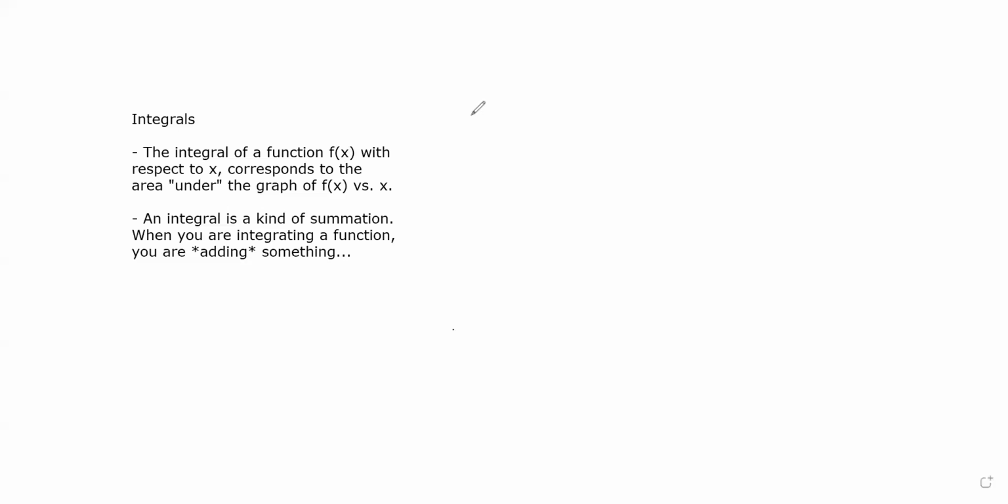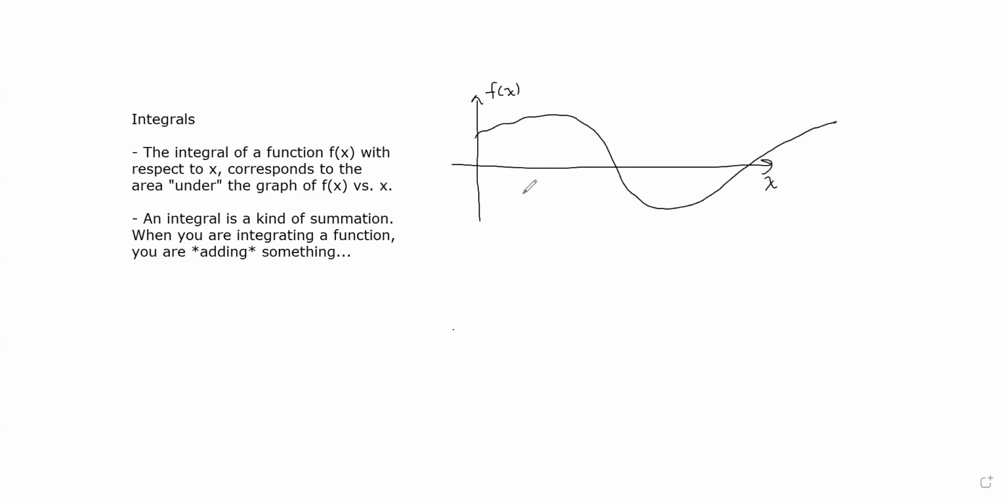So let's see what we mean by this first kind of definition of an integral. Let's say I have a graph that looks something like this, f of x versus x, and maybe the graph looks like that. Suppose we have two x coordinates, x1 and x2. Well, there's some area underneath the graph. Really, it's the area trapped between the function and the x-axis. And what is that area equal to?